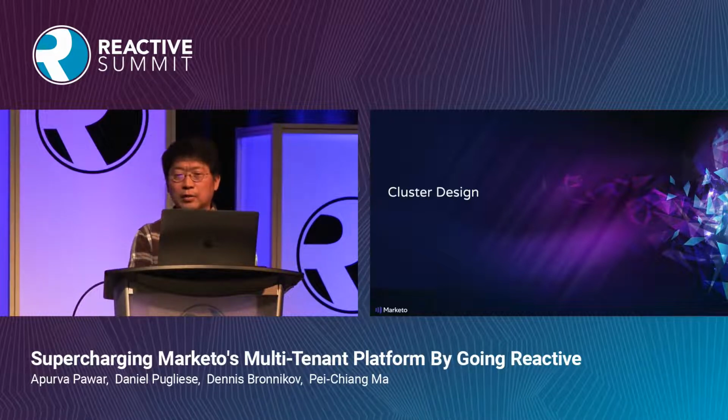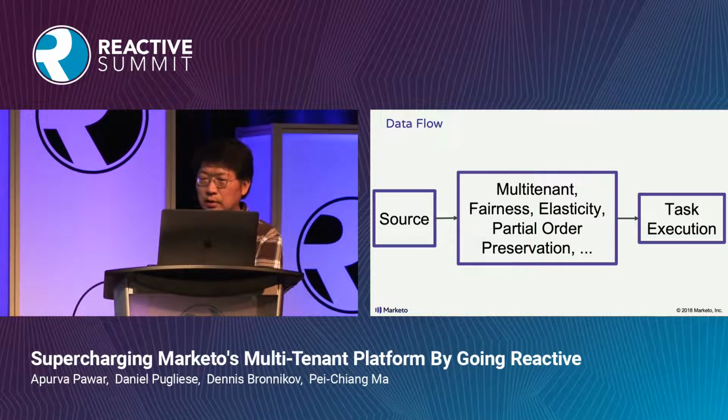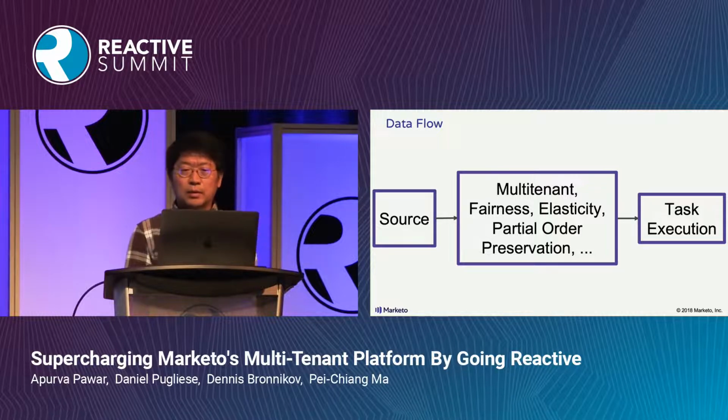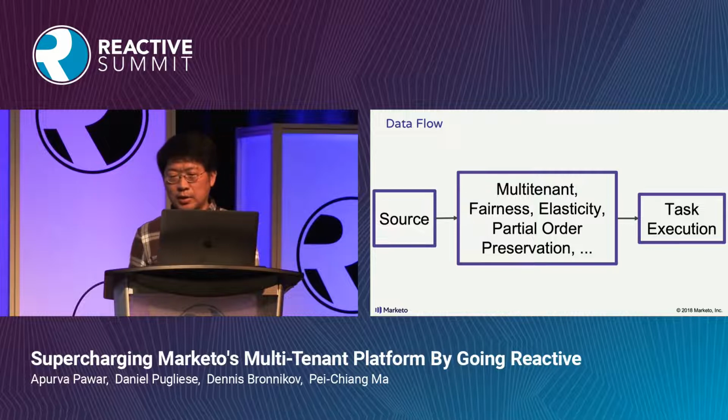Now that we are set with the actor design, let's move on to our cluster design. Before we put together our cluster components, we like to keep tenant-related business separated from general execution business. On the left, source of events can flow to the right. In the middle, we keep tenant-related business logic, including multi-tenant support, fairness, elasticity, partial order preservation, and so on. So the real task execution takes place in the task execution box to the right.